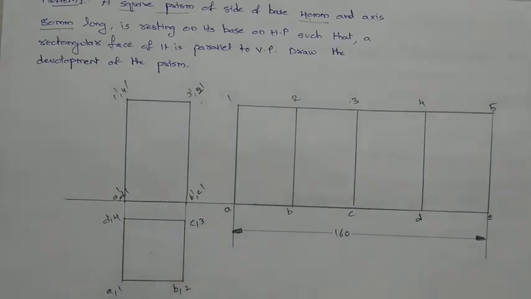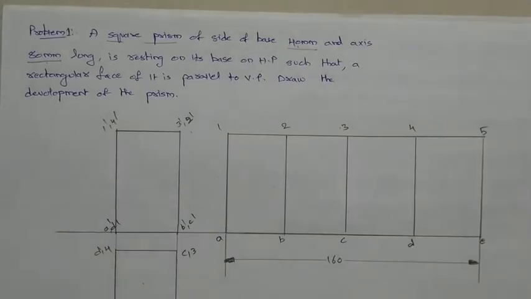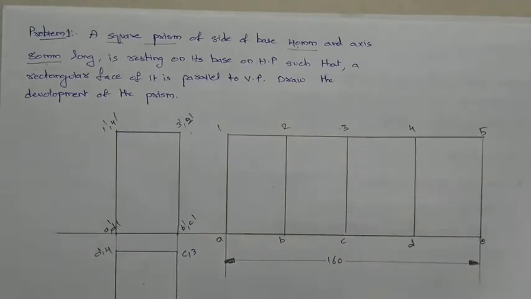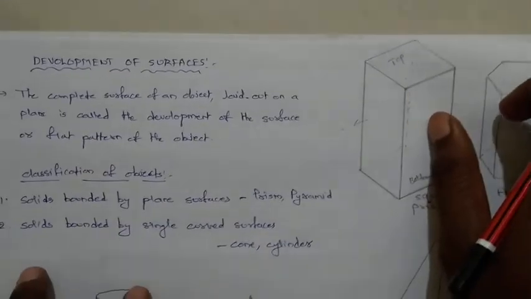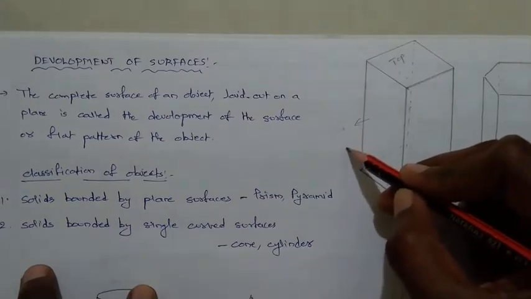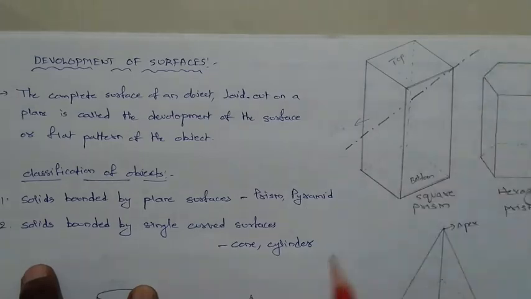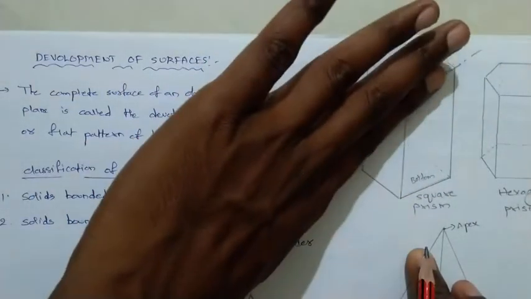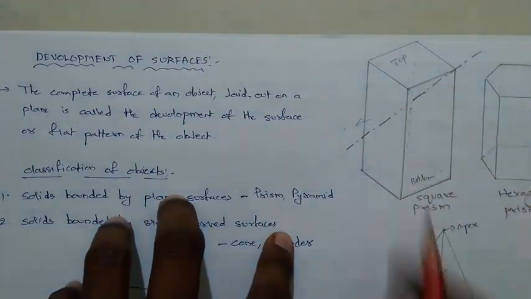Okay. Now this is the basic problem regarding this square prism, but in general the problem will be like this. For example, here this is a square prism and it is cut by some section plane. Section plane is nothing but a cutting plane like this. It is cut by some section plane, and this above portion is removed, and we have to draw the development of the remaining portion.